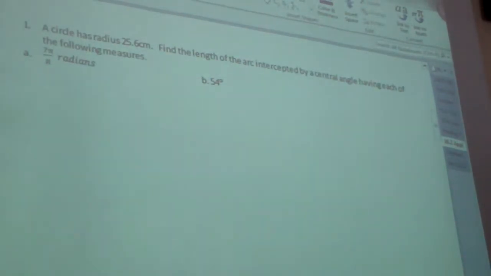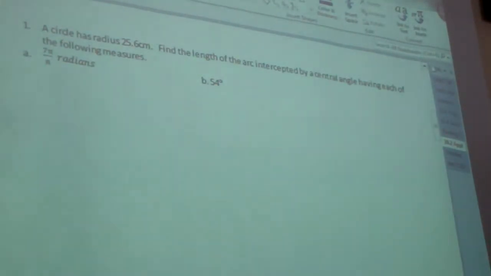I want you to think about this though. 7 pi over 8. Is that closer to a quarter, a half, 3/4, or a full circle? It's closer to a half, right? It's almost one full pi.